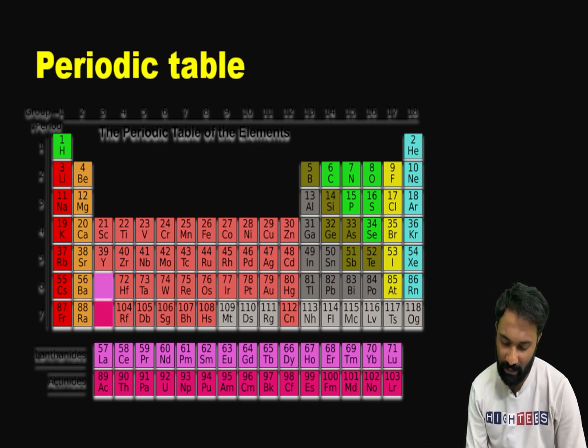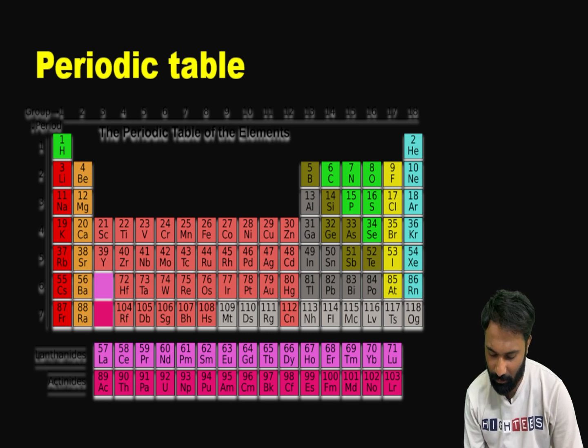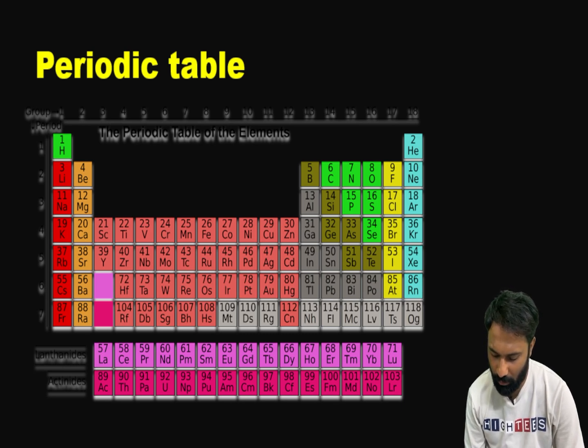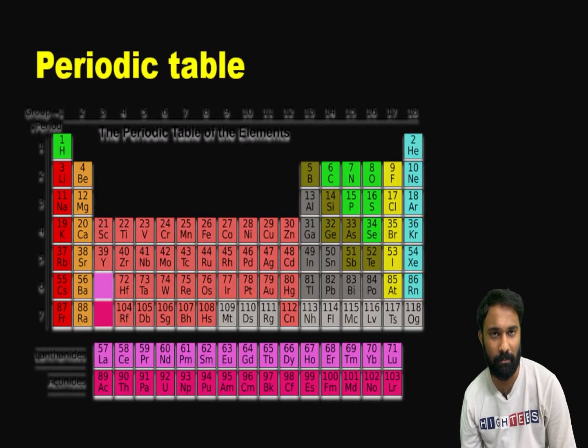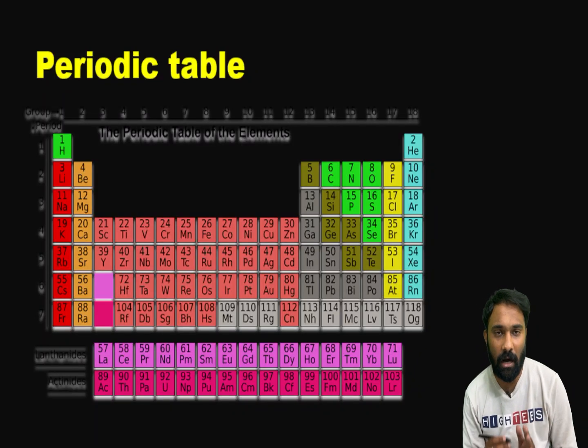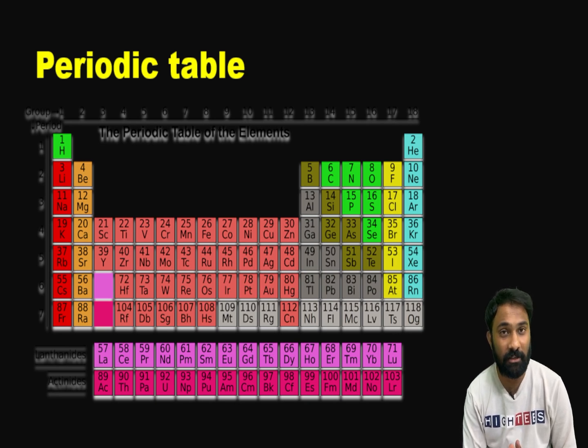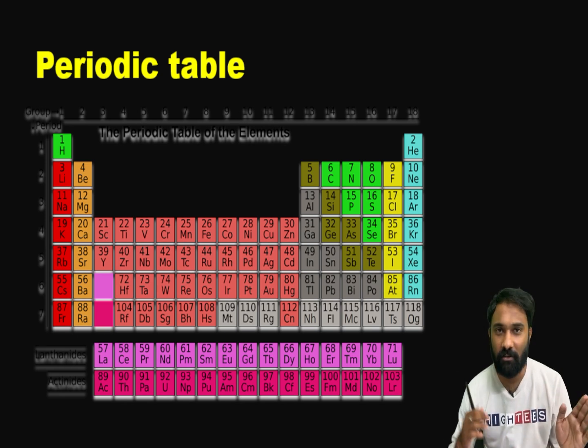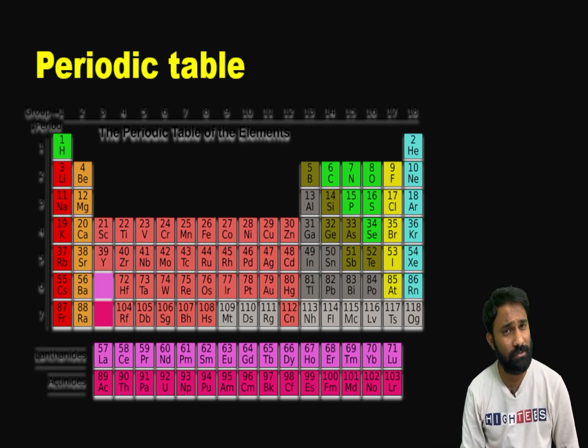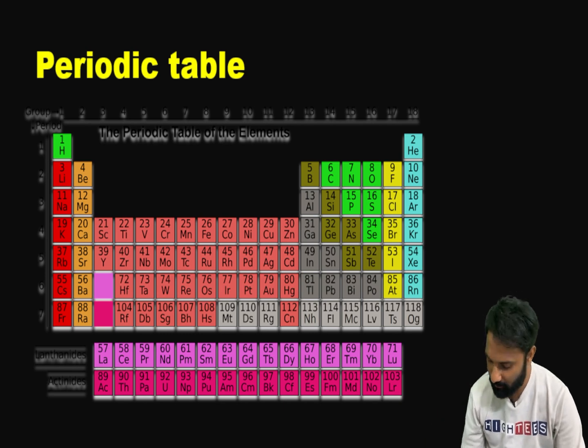Now we'll move to the very basic thing about the periodic table. I will give you a brief orientation and tell you which elements you have to remember in the periodic table. Already we know the periodic table has how many elements? 118 elements. These 118 elements are divided into 4 blocks: S, P, D, and F. Clear? That we have seen here.